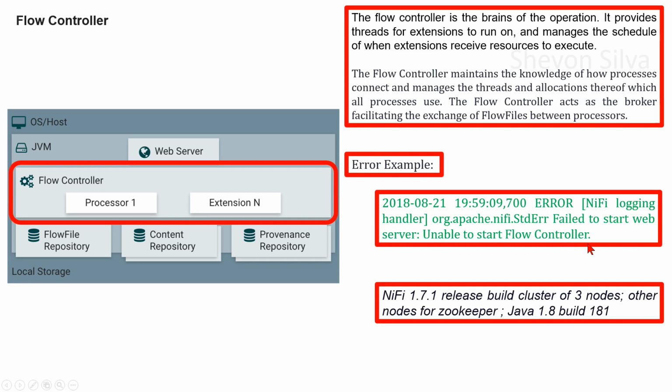As an error example, we can consider this error that occurred in NiFi 1.7.1 release build, cluster of 3 nodes. Other nodes for ZooKeeper, Java 1.8 build 181. The error is: NiFi logging handler org.apache.nifi.StdErr, failed to start web server, unable to start flow controller.